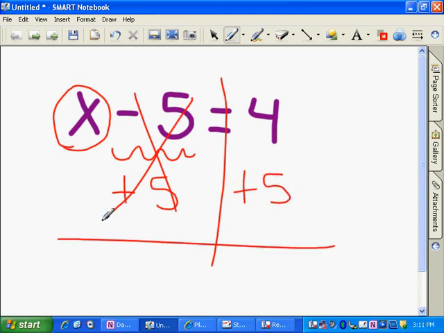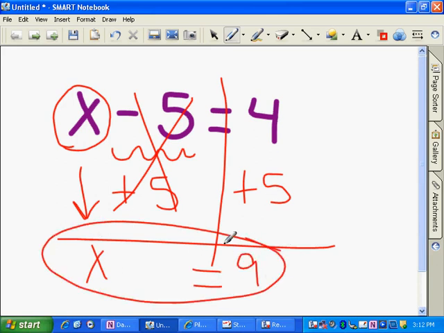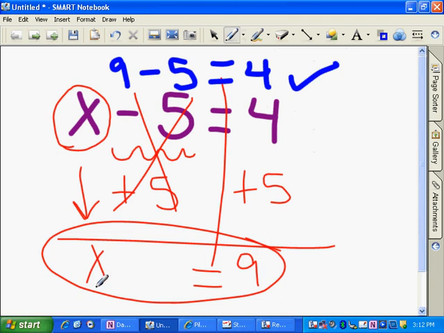So when I do that, this leaves me with an x over here equals, and then 4 plus 5 is 9. So the answer to this equation is x equals 9. And I know that I am right because 9 minus 5 equals 4. So that's how I can check myself to see if I did it correctly.